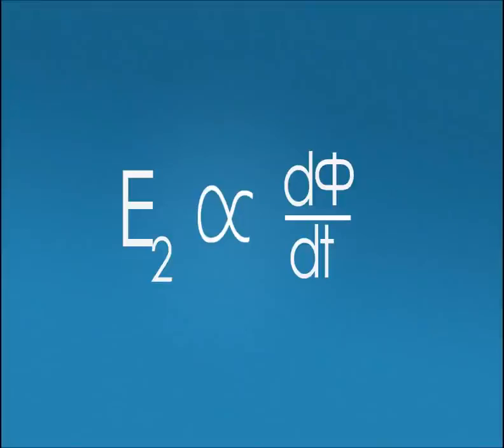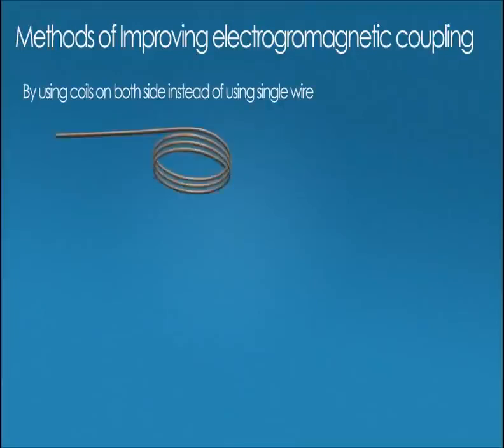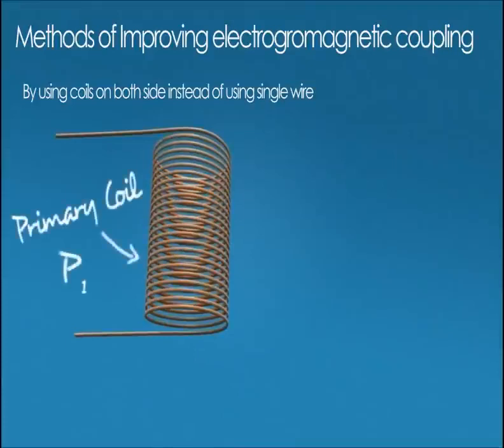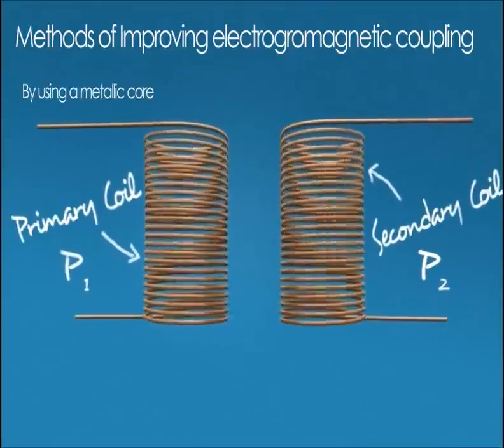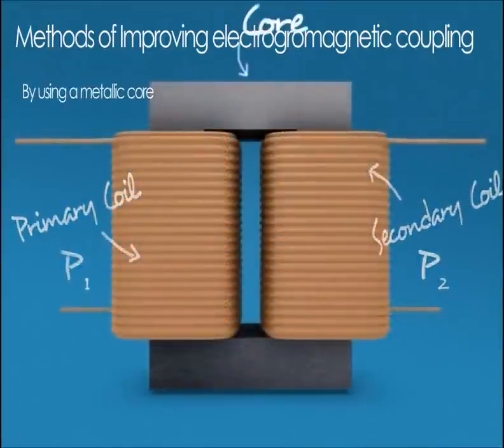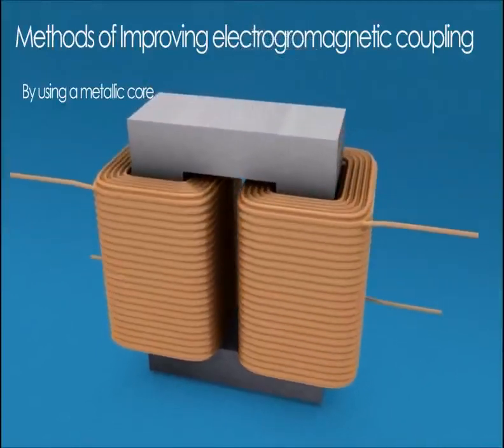This electromagnetic coupling between the two conductors can be improved by two methods. Number 1. By using a coil on both sides instead of a single wire. This results in an increase of flux. Number 2. By using a magnetic core between the coils, which gives a low reluctance path to the flux and improves magnetic coupling between the coils.